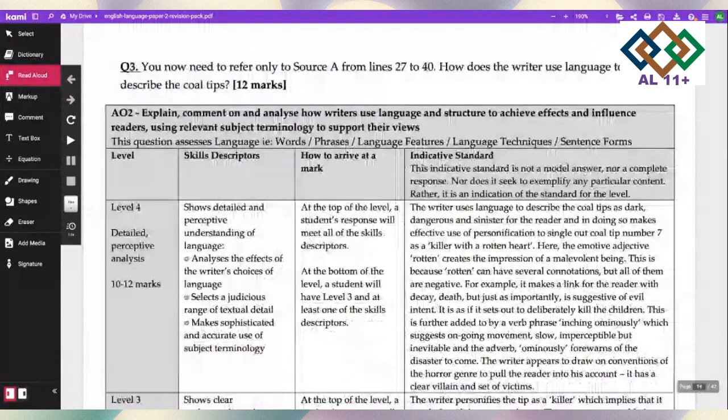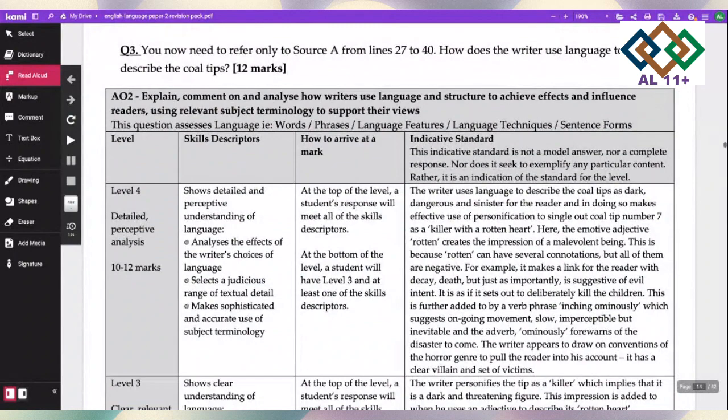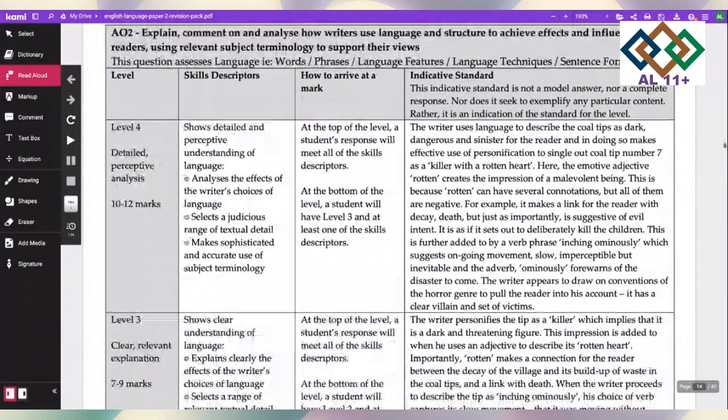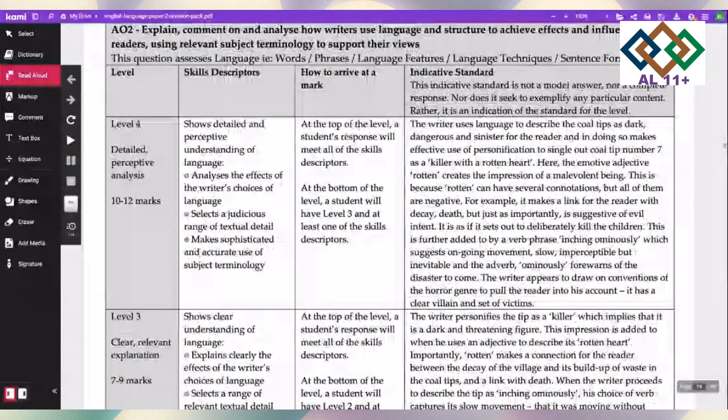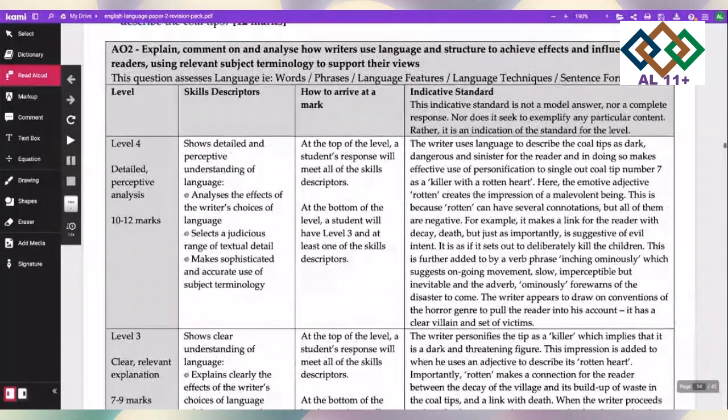And this is a marking scheme for your question number 3. You should refer to the source in lines 27 to 40, and you should use the language to describe the core tips. So you have to be really careful. If you want to get a level, they're all there. If you want to get level 4, that's the highest level, I think, these are the things you should be including in your question number 3.